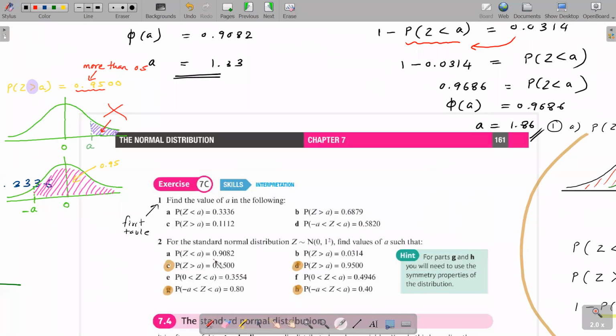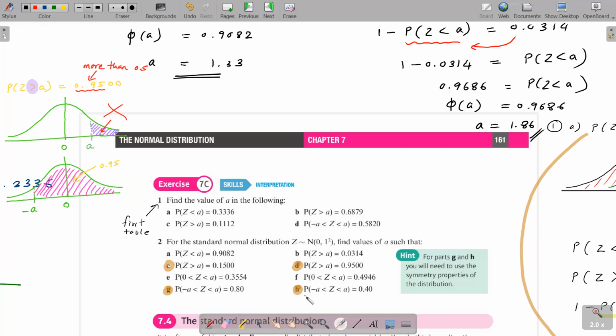And guys, in the second question part A, you can see the probability is 4 dp, 0.9082. Here, this is also 0.0314. So these kinds of probabilities, you work with the first table. But can you see in part C, part D, your probability values are 2 dp, 0.15, 0.95. So these kinds of questions you can work with in the second table. Again, part E and part F, the probabilities are 4 dp, 0.3554, 0.4946. So these kinds of questions you can work with the first table.